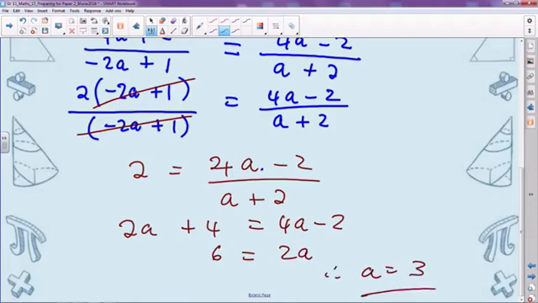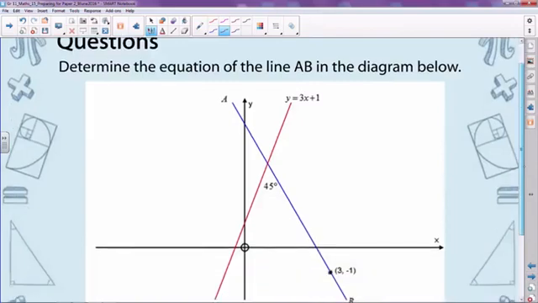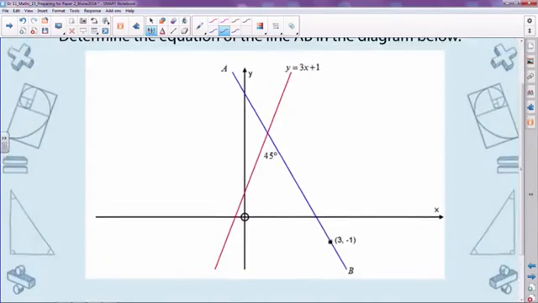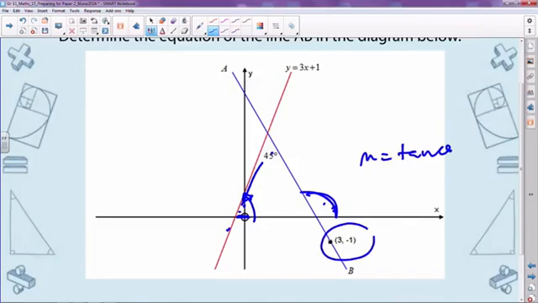So you can just go back and check the steps. So your value of a is 3. Now, determine the equation of line AB in the diagram below. You're given y is 3x plus 1 and then line AB here. Guys, just because of time, I'm just going to give you a hint: find the angle of inclination here, all right? And then from there, you'll be able to find this angle, which is now, that angle outside will be equal to the 45 plus that angle. Then you have your inclination for this side, and then you say your m is tan theta, all right?